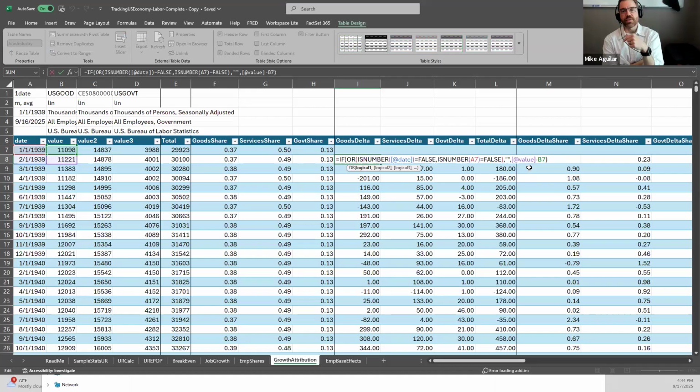Add value, so take the value column minus B7. Remember, when you're referencing the tables, it doesn't use it on the second one, but it uses it in the same way. So go back, B8 minus B7, value column minus B7. So that'll be the raw change, the raw delta.